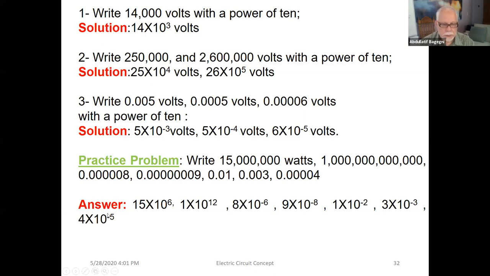Okay, guys, here's the answer for this practice problem as I explained earlier. So 15 to the power 6, 10 to the power 6. This is 1 to the power 12, 8 to the power negative 6, 9 to the power negative 8, because we have 8 digits. And we have 3 digits to the left of the decimal, as I mentioned earlier. And this is 5 digits, 4 to the power negative 5.